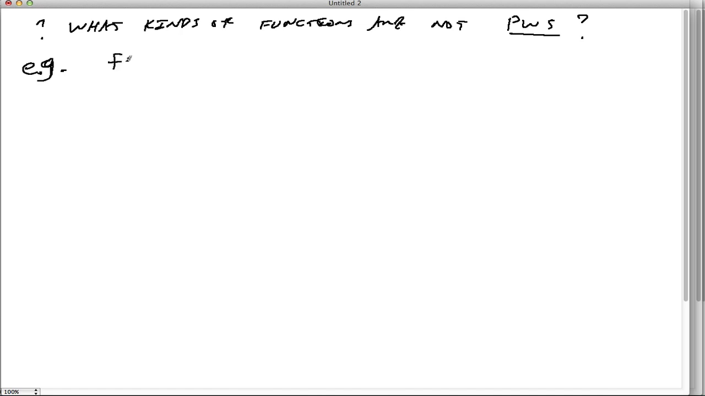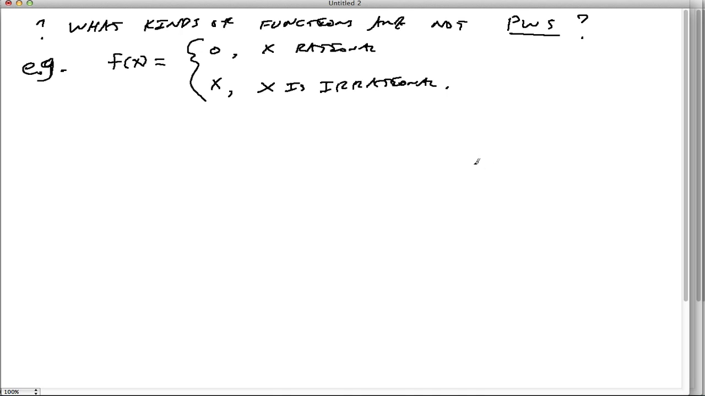So let's talk about f of x, the function that's equal to 0 for x that's rational, and it's equal to x if x is irrational. All right, so that's obviously a very weird function. And let's say we're going to go over the interval from negative 3 to 3 again, just like before. So I can draw this function easily enough. So here's f. Here's -3. Here's 3. There's 0 in the middle.